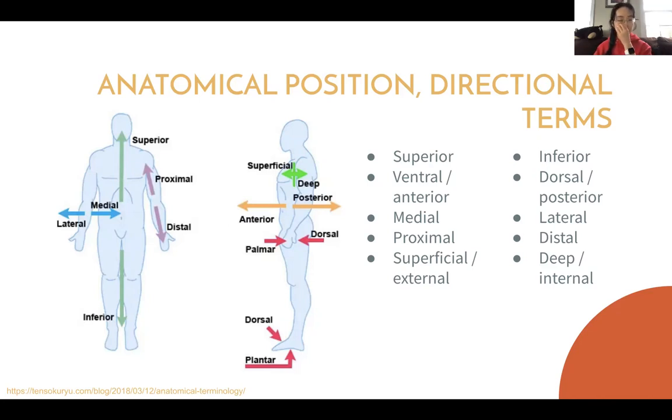Also on here, in the hot pink arrows, they have two other pairs, palmar and dorsal, and plantar, and those are specific to the hands and feet. So I know dorsal meant back generally, and it usually means the same thing as posterior, but with the hands and feet, this is slightly different.